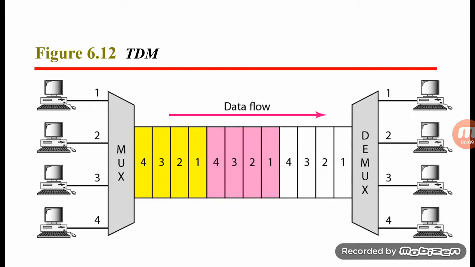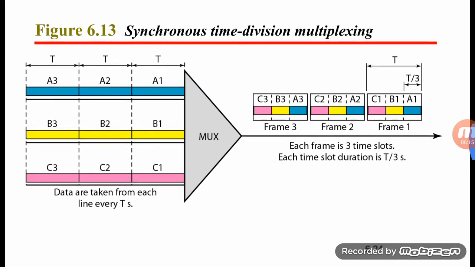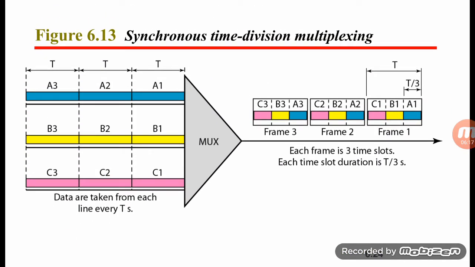Okay. Now, let's look at this example. Now, this is very important. If you understand this slide, then you will not have problem in the subsequent slides and the numerical problems. Now, let's suppose I have 3 users, A, B, and C, right? Blue, yellow, and pink. Okay.